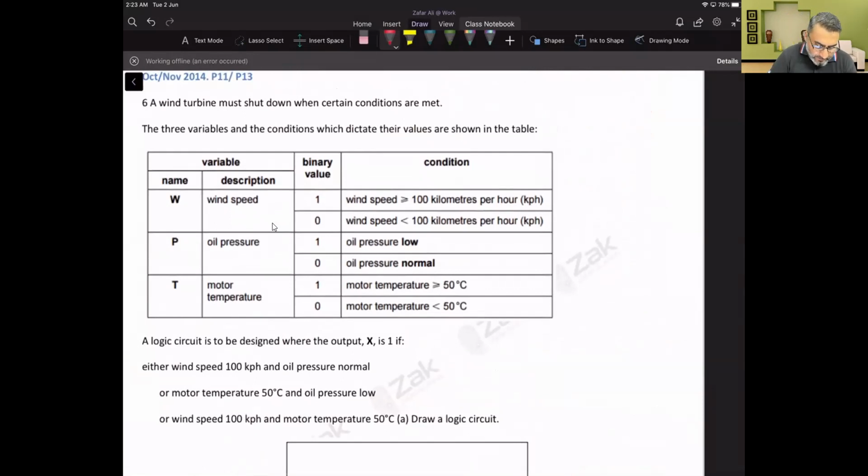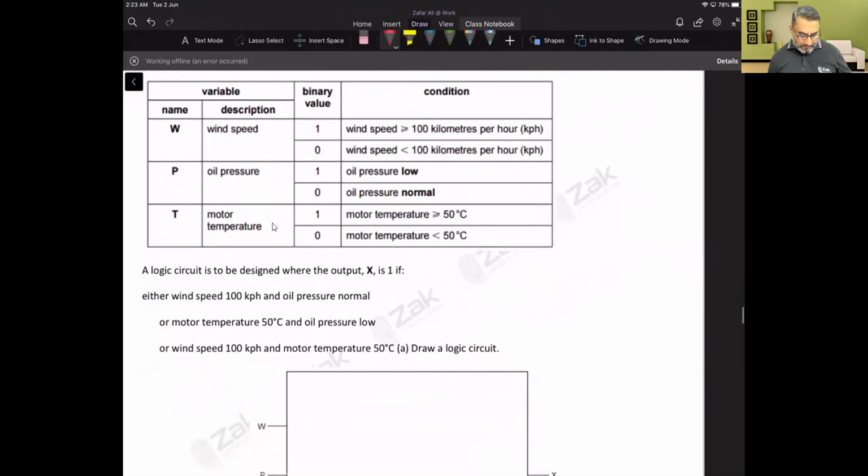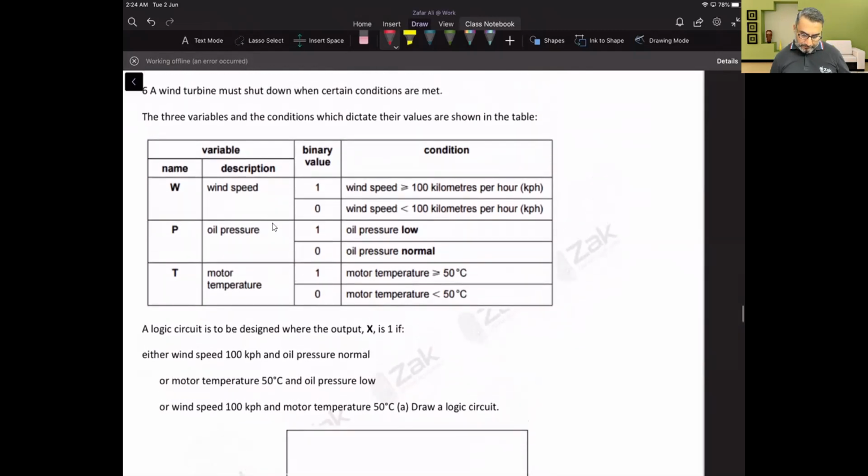A wind turbine must shut down when certain conditions are met. The three variables and the conditions which dictate their values are shown in the table. So W is wind speed, P is oil pressure, T is the motor temperature. A logic circuit is to be designed where the output X is equal to 1 if either wind speed is 100 kilometers per hour and oil pressure is normal.